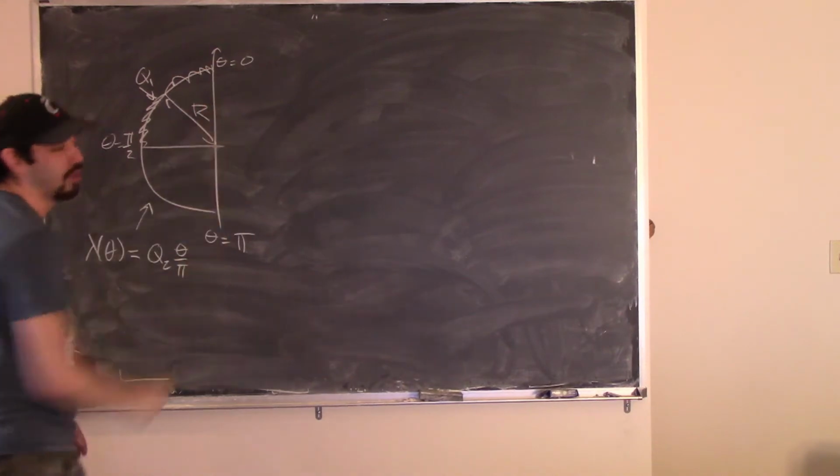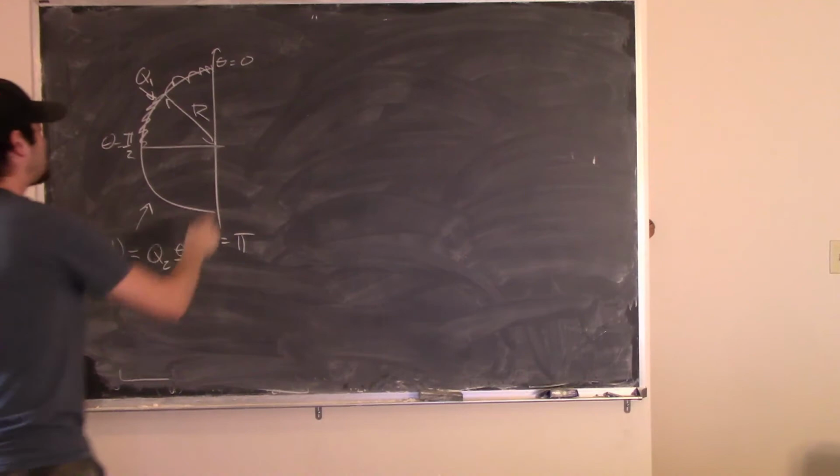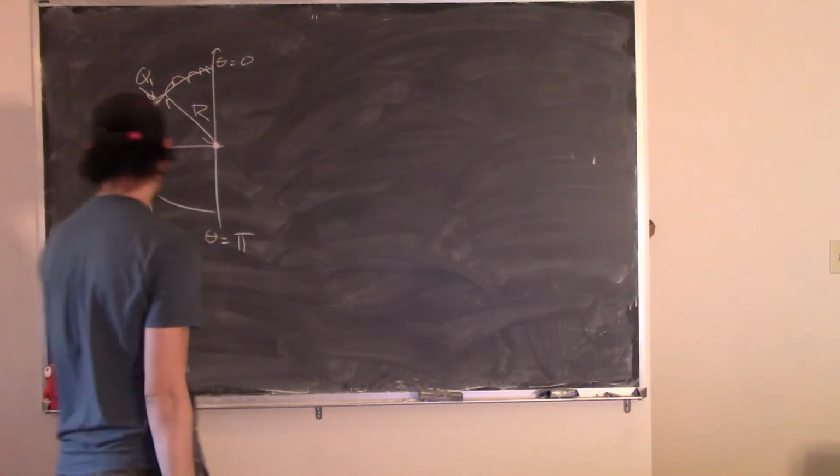So this is some radius of r. And what we want to find is the electric field at the center. Okay, so we want to find the electric field at the center.